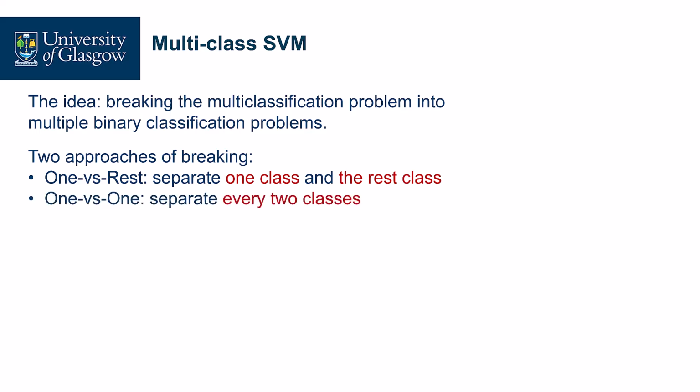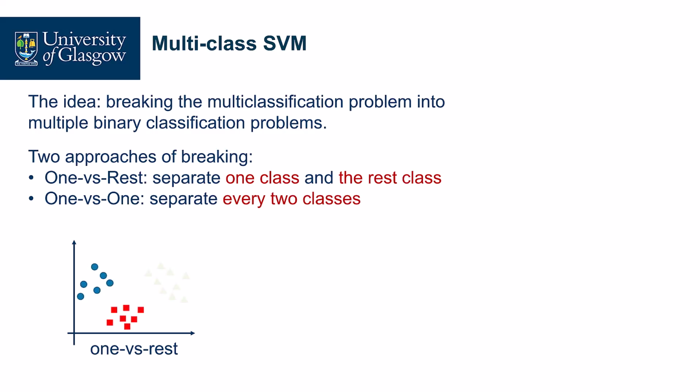And the second is one versus one. In this case, each time we separate only two classes, and the other classes I don't care about at this moment, right? So let's see some examples of how one versus rest and one versus one go.